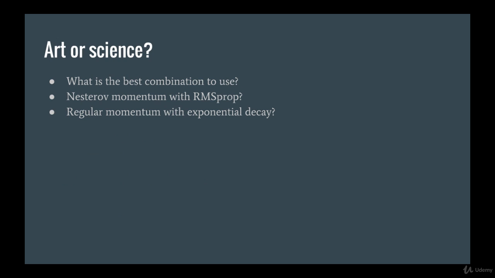Note that there are still so many combinations and variations of the things that we've discussed so far, and this is still an active area of research. So what is the best combination to use? Nesterov momentum with RMS prop, or regular momentum with exponential decay? This is why deep learning is just as much an art as it is a science. Trying everything possible is infeasible, and you want to use your experience to guide you to the optimal solution.